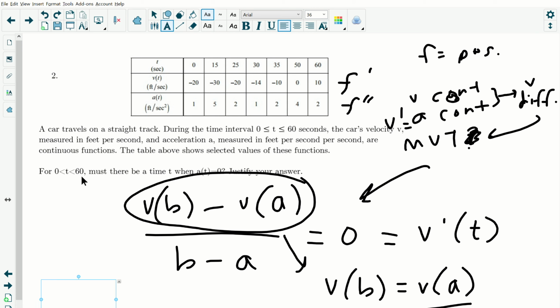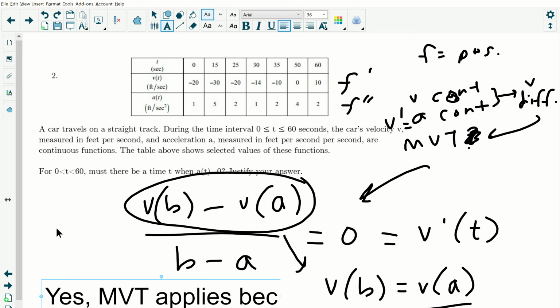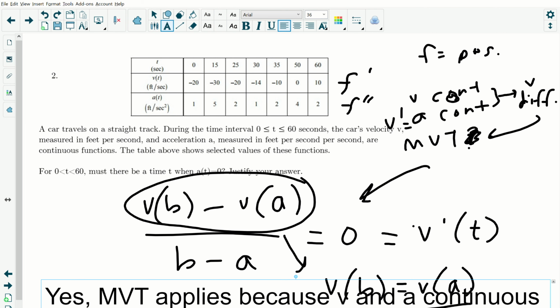If I can get this to work, let's see. Yes, it's a yes or no question. MVT applies because V and A continuous implies V is differentiable. I know you can't see that. Let me scroll up.